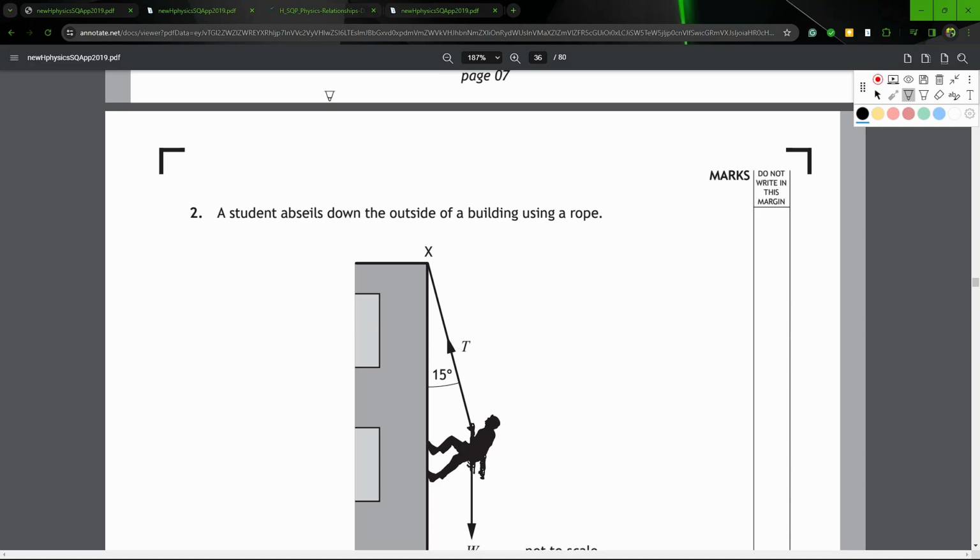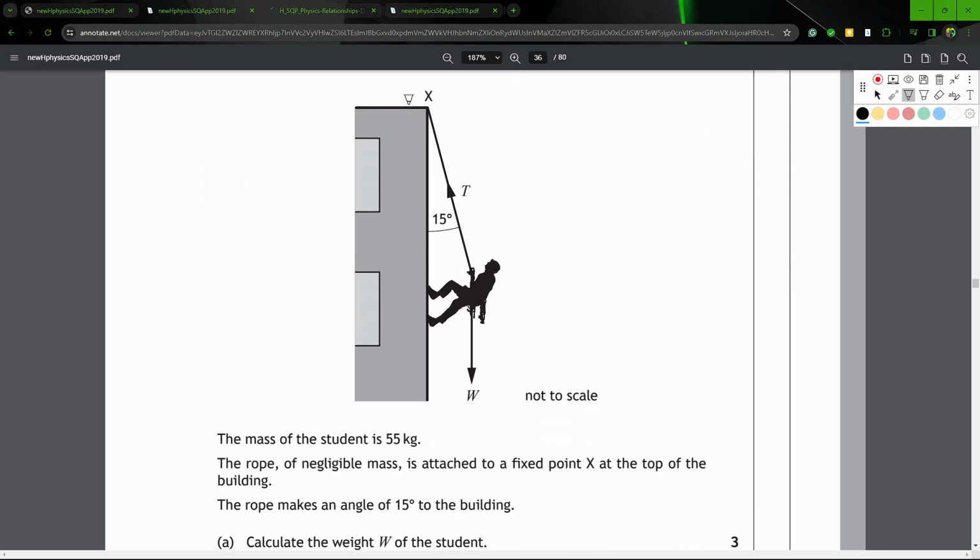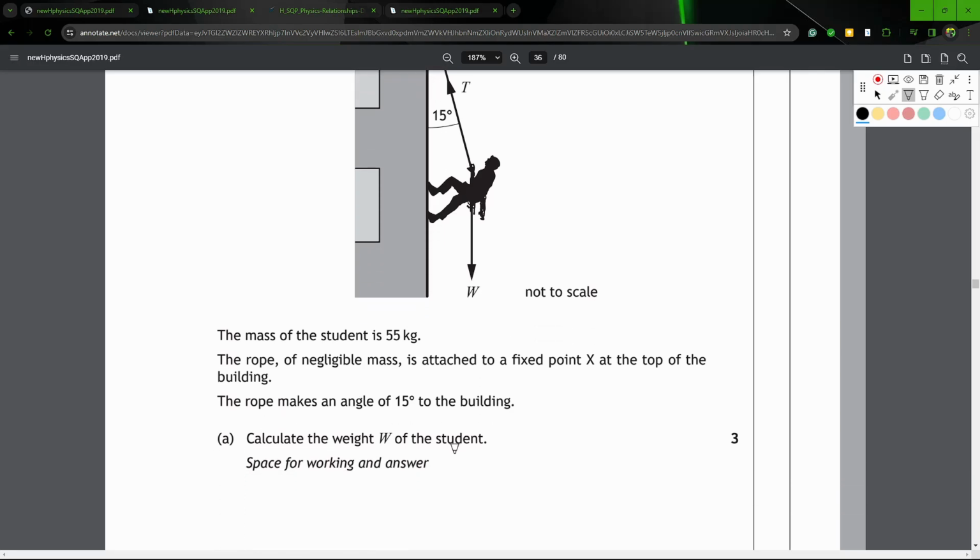Right, on to question 2. A student abseils down the outside of a building using a rope. Ooh, dangerous activity that. Mass of the student is 55 kilograms. Rope with negligible mass attached to a fixed point X to the top of the building. Rope makes an angle of 15 degrees to the building. So calculate the weight of the student.